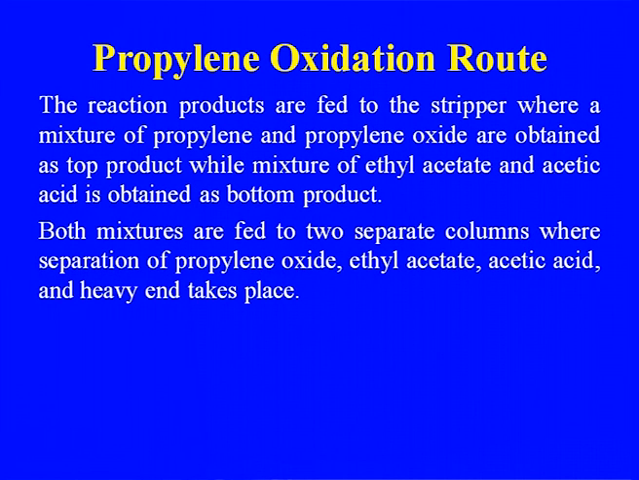The reaction products from the reactor in the case of propylene oxidation are fed to the stripper, where a mixture of propylene and propylene oxide is obtained as the top product, while a mixture with ethyl acetate and acetic acid is obtained as the bottom product. Both mixtures are then fed to two separate columns, where separation of the propylene oxide, ethyl acetate, acetic acid and heavy ends takes place. So this is the process which we are using for the manufacture of propylene oxide from the propylene route.